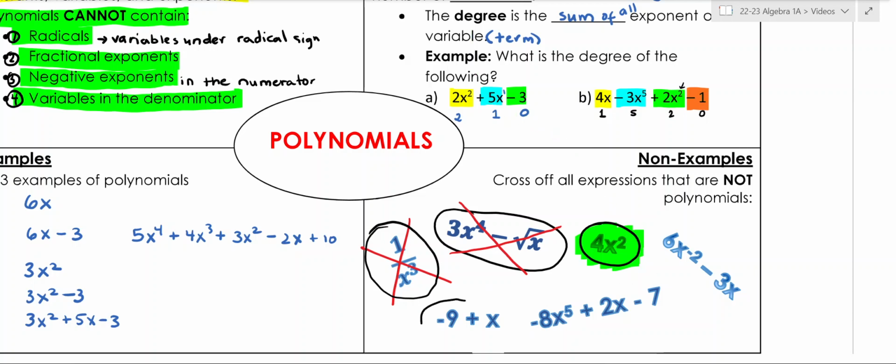All right, let's look over here. Negative 9 plus x. So this one has 2 terms, the negative 9 and the x. Negative 9 is a constant, so that's pretty good. X raised to the 1st power. Once again, we're not breaking any rules, so this one as well is an example of a polynomial. Okay, let's look at the next one.